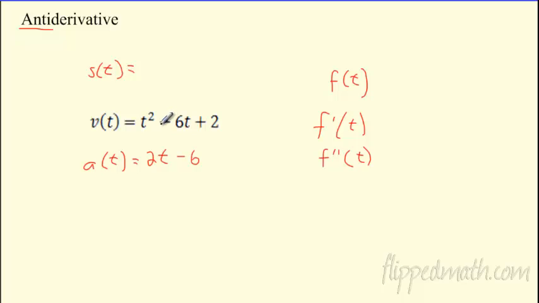Maybe you can do this one in your head, and then I'm going to show you some rules for it. But let's think about it. I could take the derivative to get this. Could I go backwards? Can I turn the velocity into the position function? Well, we know the power rule. You drop a power, blah, blah, blah. Let's try it the opposite way.